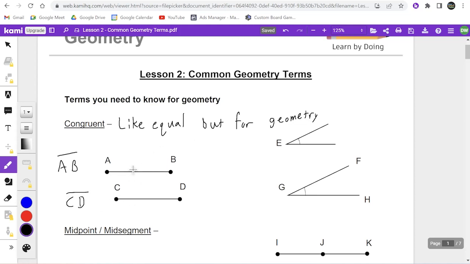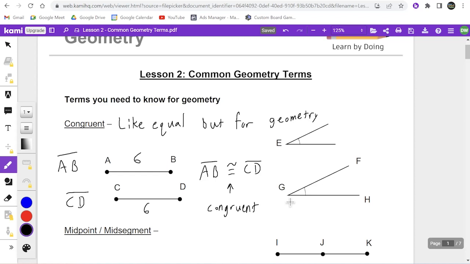Now, let's say both of these are 6. Like AB is 6 and CD is 6. It doesn't matter which way they point. They could be pointing in the same direction, opposite directions. But as long as they're both 6 units, whatever the unit is, I don't care, then we would say they're congruent. The way I'd write congruent is I would say line segment AB is congruent to line segment CD. This symbol right here means congruent. It's like an equal sign with a tilde above it, and that's exactly what it is.